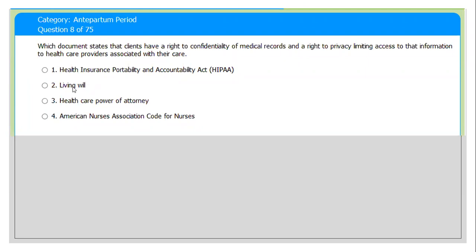Second, living will. A living will is a written statement detailing a person's desires regarding their medical treatment in circumstances in which they are no longer able to express informed consent, especially in advance directives. Number three said healthcare power of attorney.